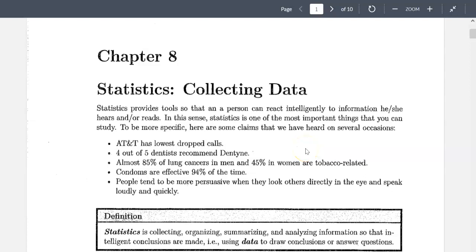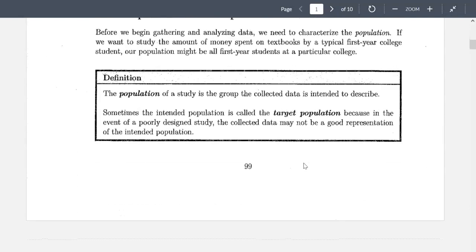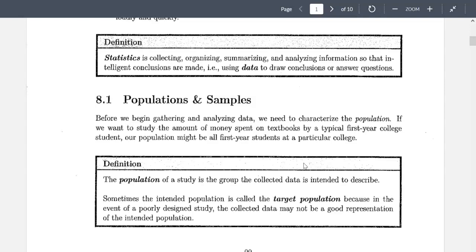Chapter 8, Statistics, Collecting Data. Statistics is collecting, organizing, summarizing, and analyzing information so that intelligent conclusions are made, using data to draw conclusions or answer questions. In 8.1, we learn about population and sample.